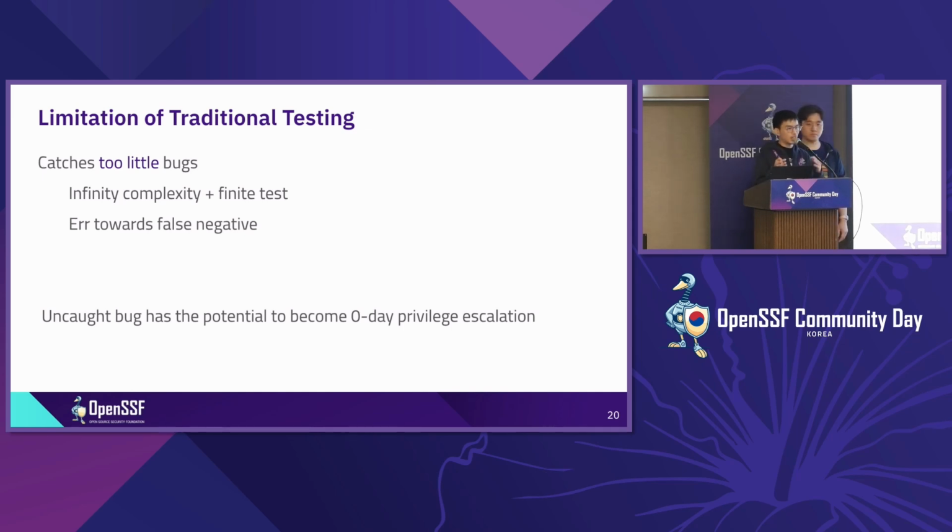And with all these uncaught bugs, there could be problems because the Linux kernel runs at a very high privilege. So when you have something like a use-after-free bug, the attacker may be able to turn a use-after-free into privilege escalation. And essentially, they could become real-day bugs that cause companies to lose a lot of money.